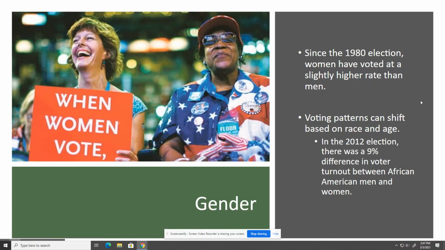Okay, so it's significantly lower, but that could shift with age. Next is gender. Okay, so men and women tend to vote at similar rates, although in recent decades, women have voted at a rate that is just slightly higher than men. So since that 1980 election, women have voted a little bit more than men have. However, voting patterns can shift based on race and age. Okay, so in the 2012 election, there was a 9% difference in voter turnout between African American men and women.